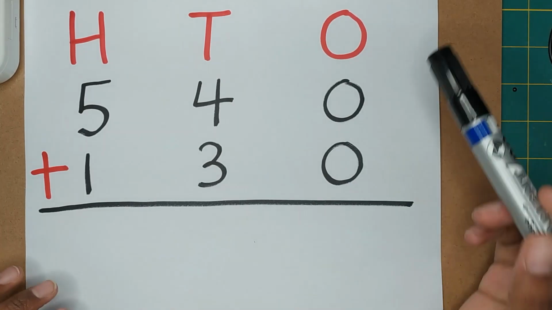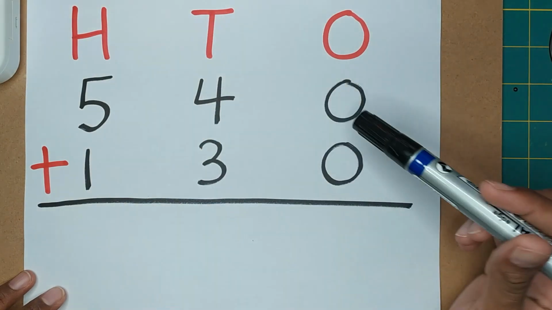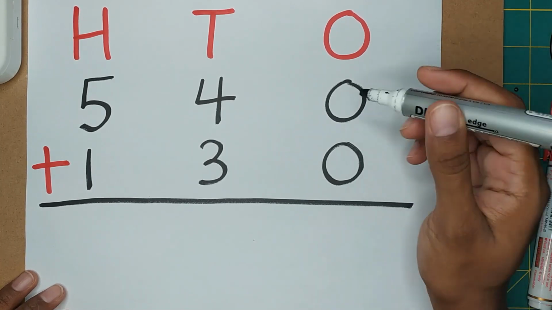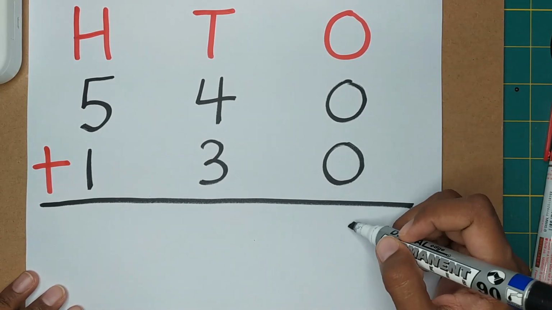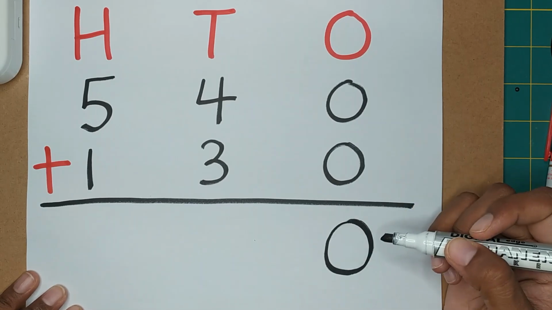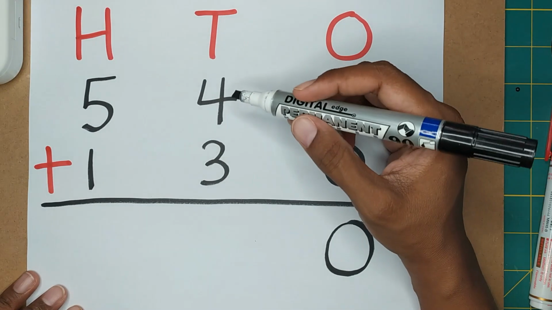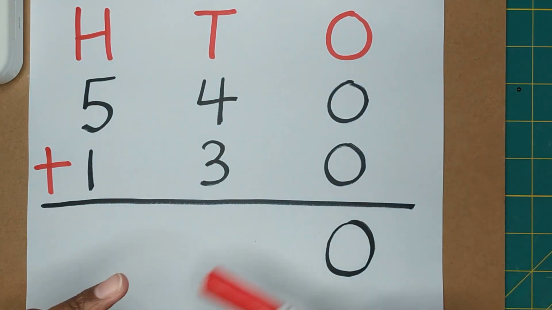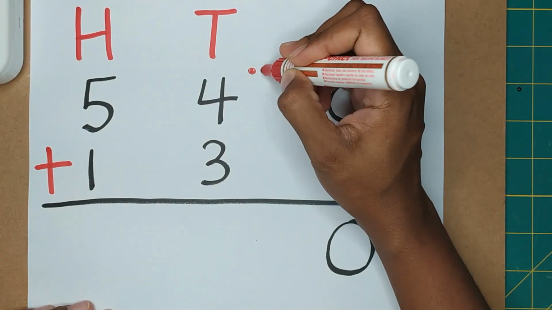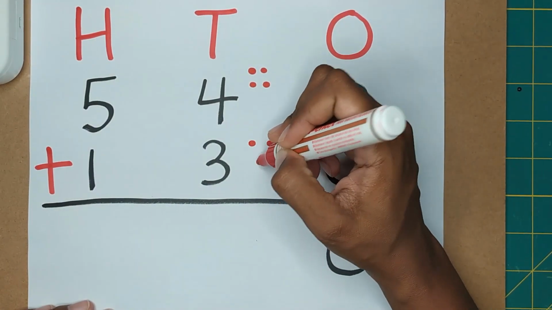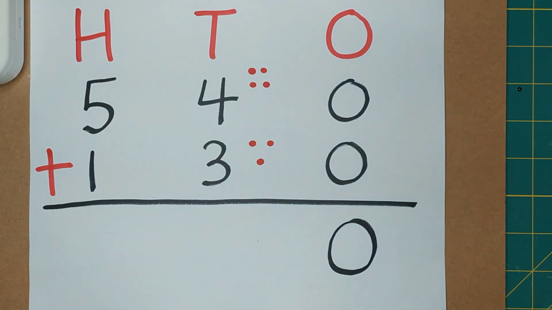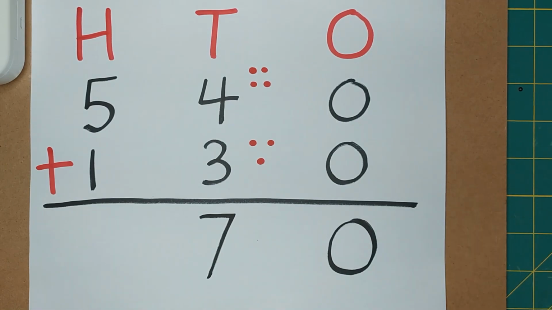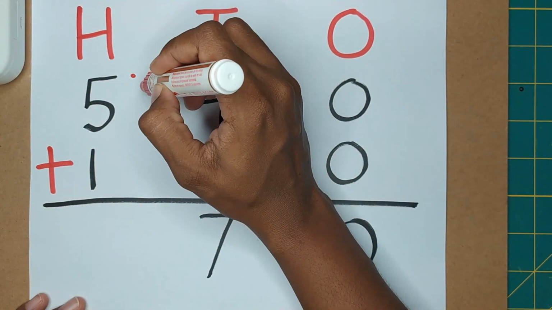You are absolutely correct, your ones column. So 0 add 0 gives you 0. When the actions in this column are completed, you move on to your tens column. 4 add 3 equals 7. You move again to the left when you have completed everything to your hundreds column, where we have 5 add 1. 5 add 1 is 6. So our answer is 670.